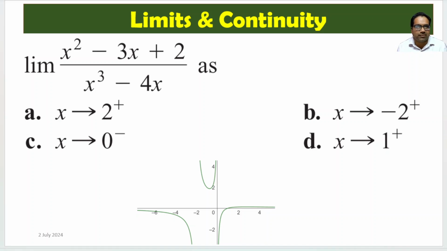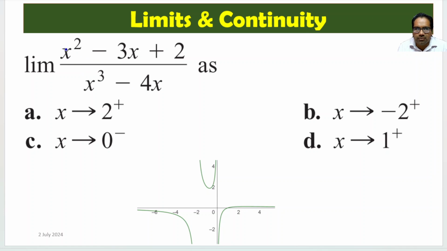We have this function (x² − 3x + 2)/(x³ − 4x). We have to find the limit of this function when x tends to 2 plus, 1 plus, and 0 minus. Okay, so this is a rational function, right? This is a ratio of two polynomials.